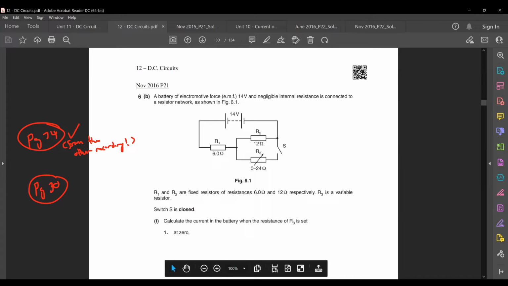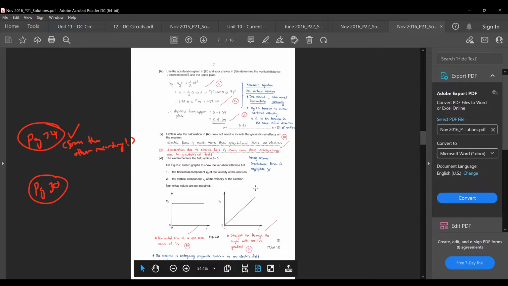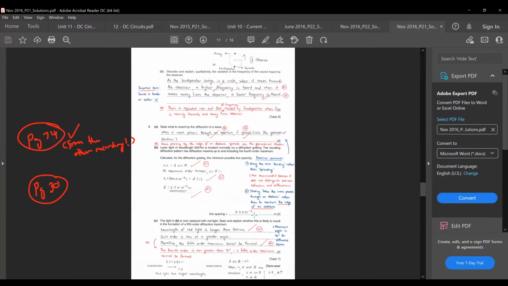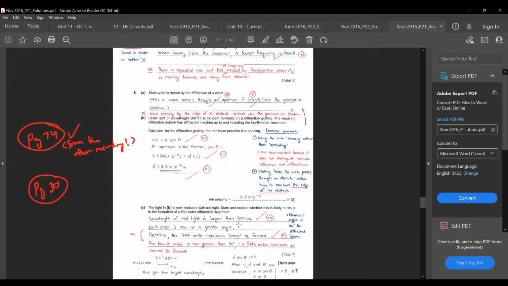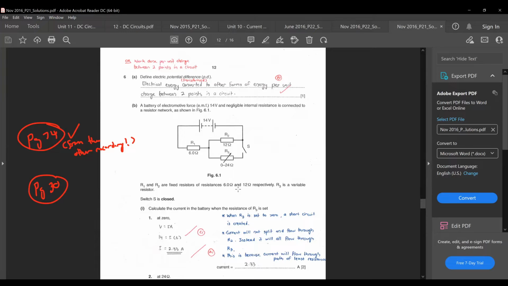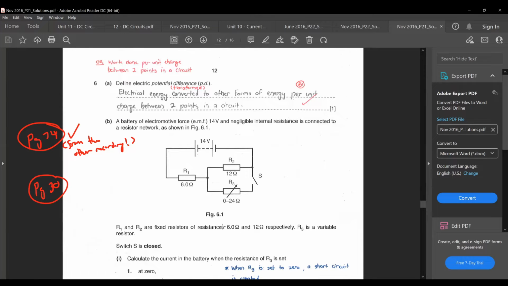Have a look at page 30, November 2016 P21. I think it's one or two pages before the question that you just did, right? Okay, so look at page 30, define potential difference. This one here, they just ask you to define electrical potential difference.